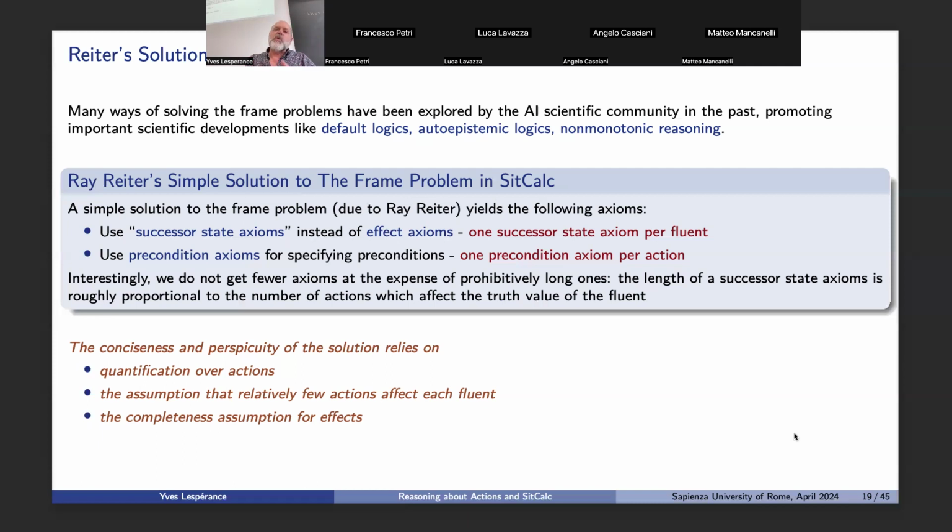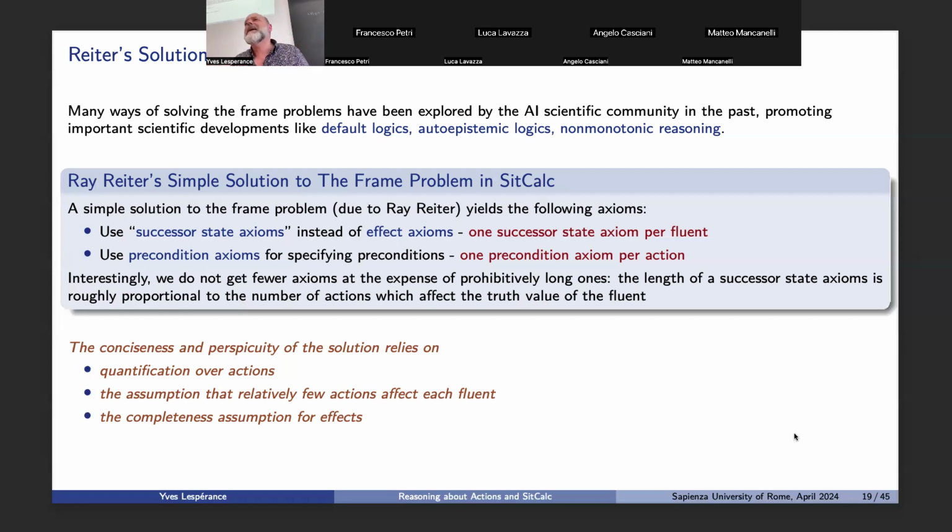So one idea for dealing with nothing else changes would be to say that by default, fluents don't change. And if you want to have them change, then you have to say explicitly, yeah, this action makes this fluent change from this to this.